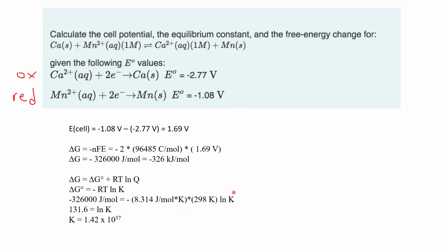And then the final piece, ln K. So once we multiply these together, divide both sides by that value, we'll get 131.6 is equal to the natural log of the equilibrium constant. So then we can just use e to get rid of the natural log, and we'll see K is going to have a very, very large value, 1.42 times 10 to the 57. So this is going to be a product favored reaction by a lot. We're going to push this reaction essentially entirely to the right-hand side.